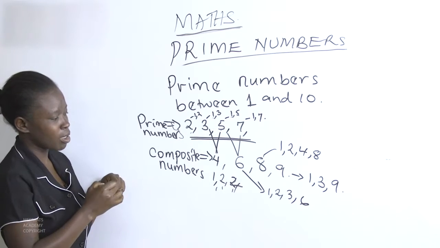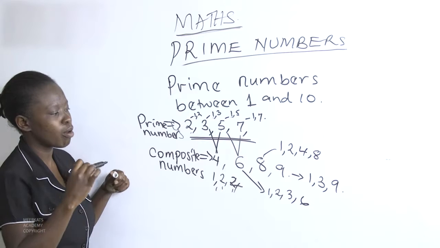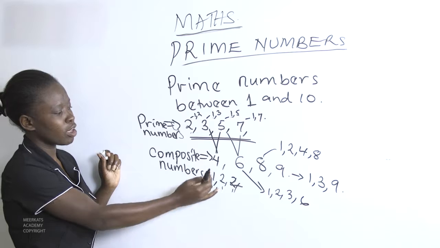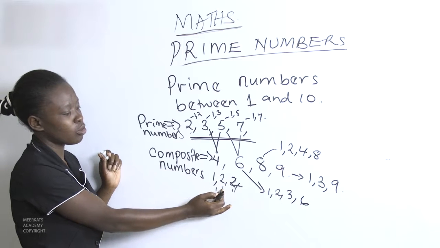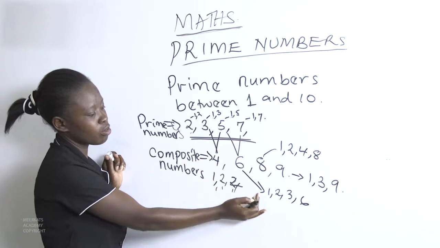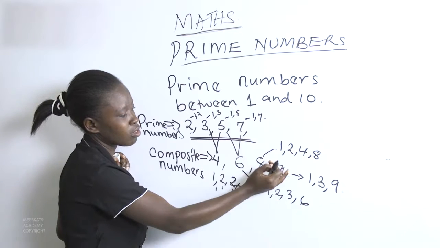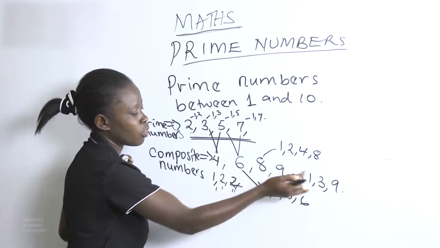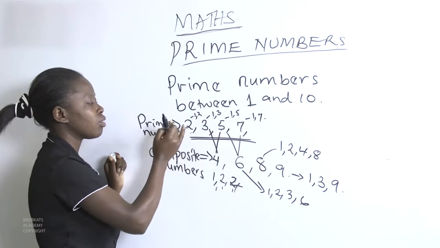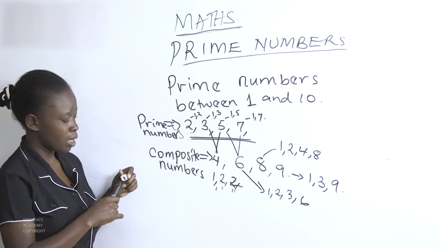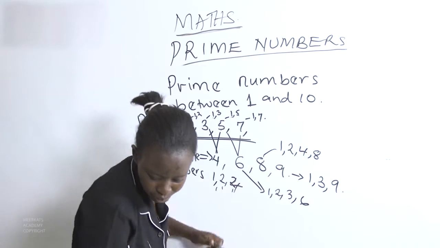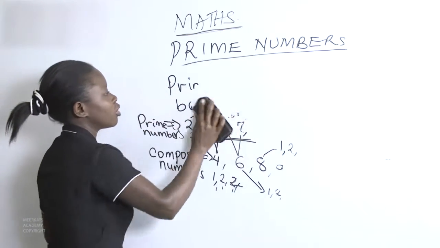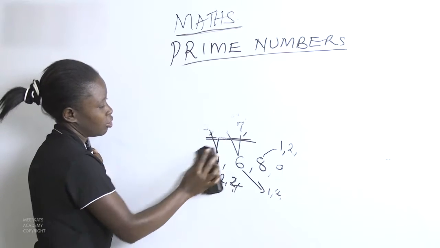Then composite numbers are made up of more than two factors. The factors making up 4 are 1, 2, and 4. Making up 6, we have 1, 2, 3, and 6. 8 has 1, 2, 4, and 8. 9 has 1, 3, and 9. So these are composite numbers, and these ones are prime numbers. Now a question comes in, and this is what we are asked to do.